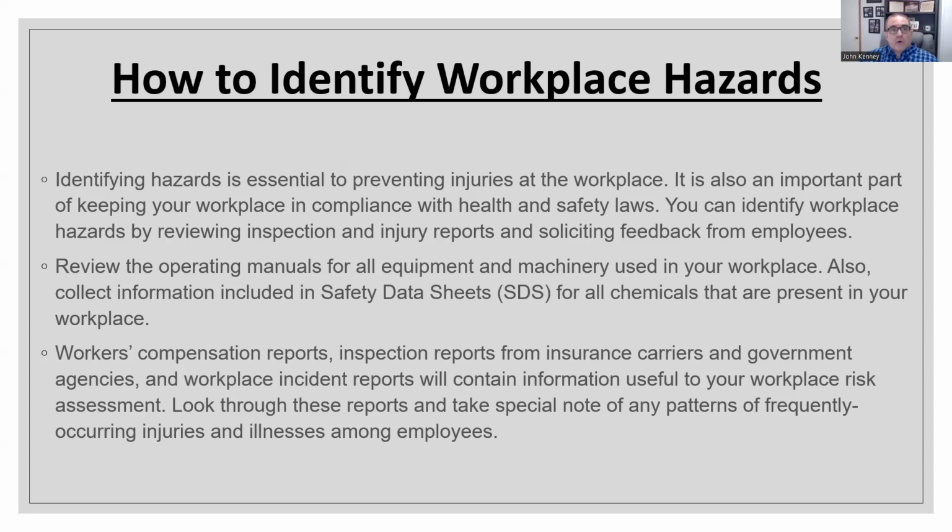You can identify workplace hazards by reviewing inspection and injury reports and soliciting feedback from employees. We're going to talk a little bit about that in a moment. Review the operating manuals for all equipment and machinery used on your workplace or job site. Also collect information included in the safety data sheets for all the chemicals that present hazard in your workplace.